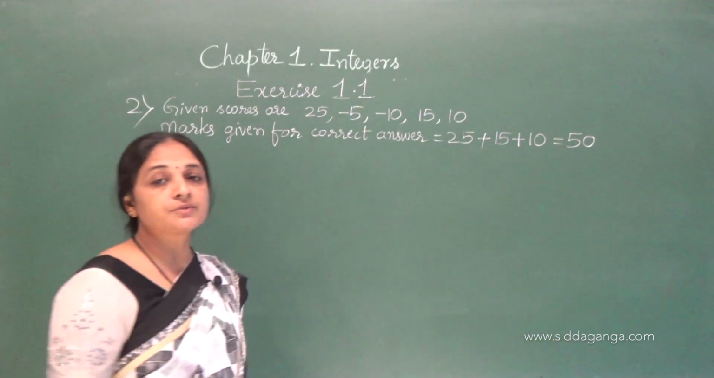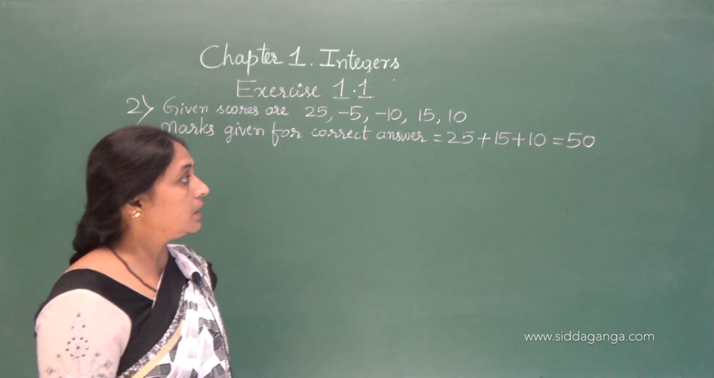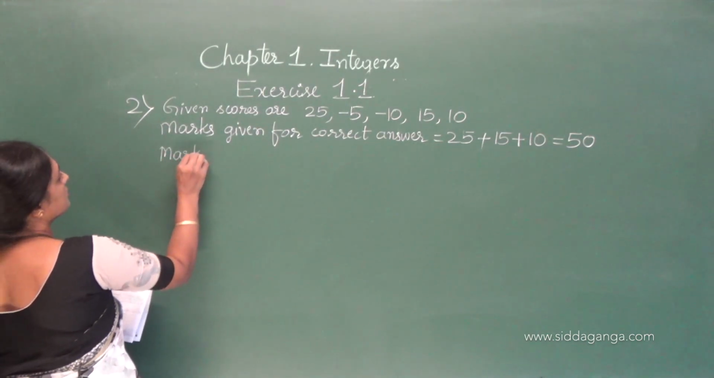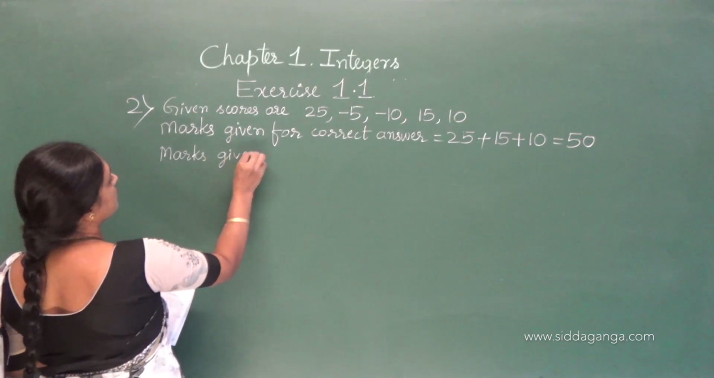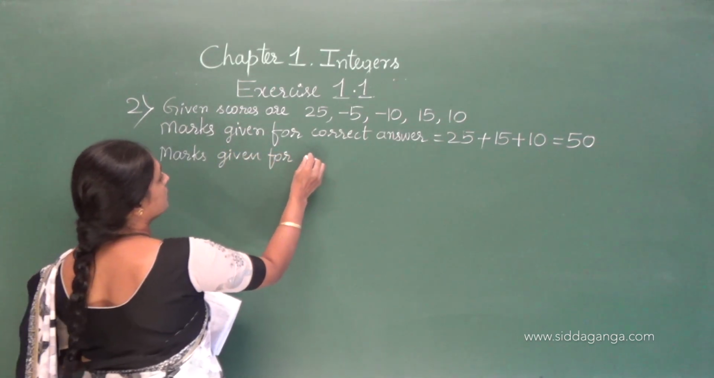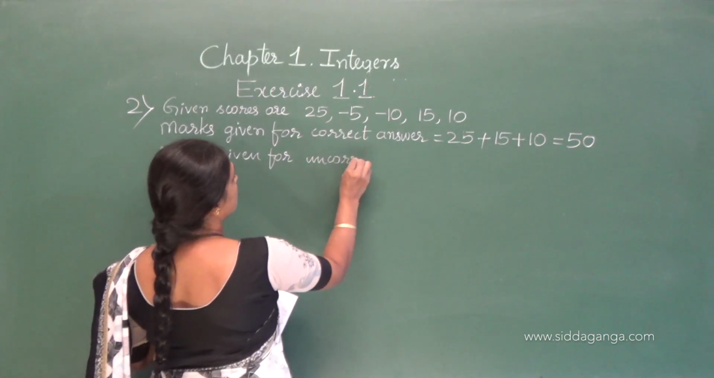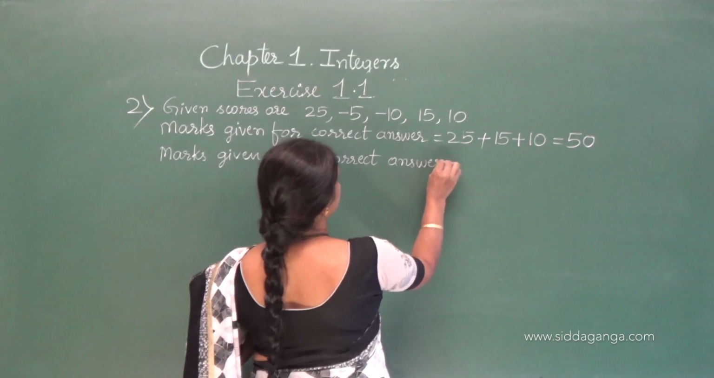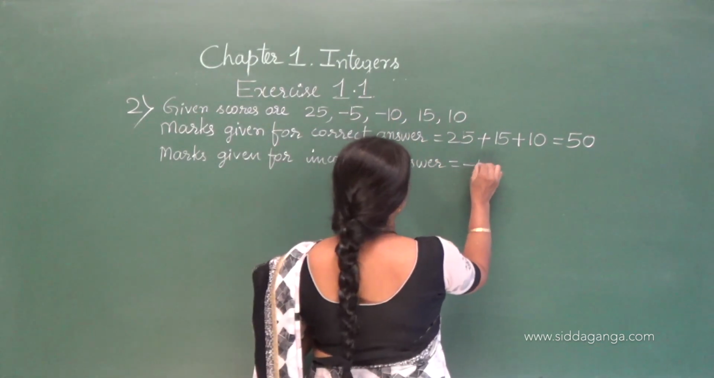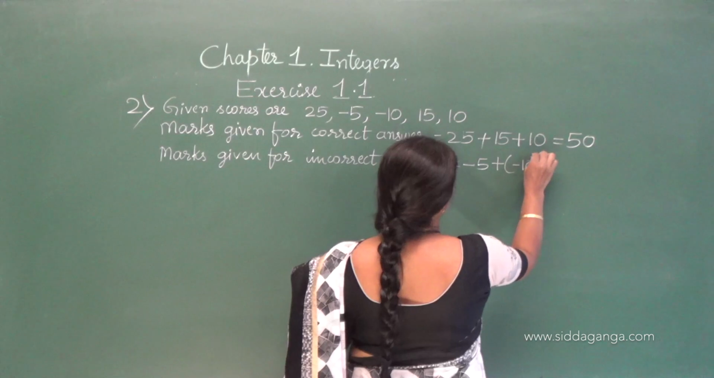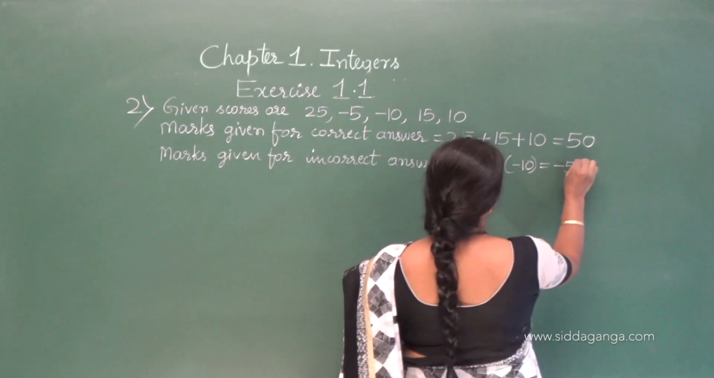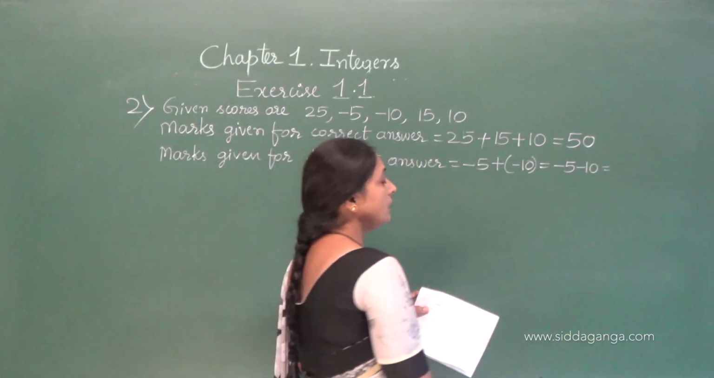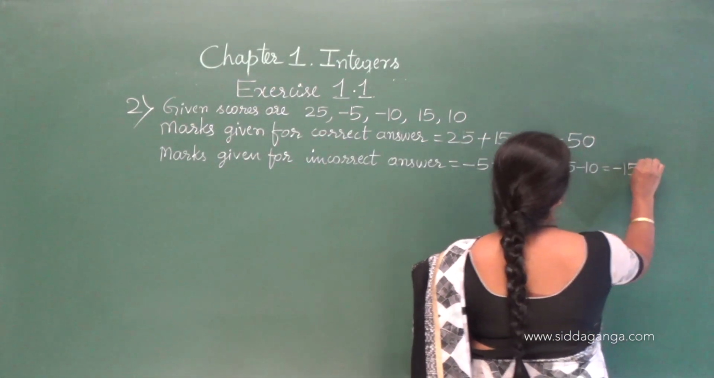The total marks for the correct answers, he got 50, and marks given for incorrect answers is equal to -5 plus -10, that is equal to -5, plus into minus is -10. So here we add both the negative integers, it is -15.